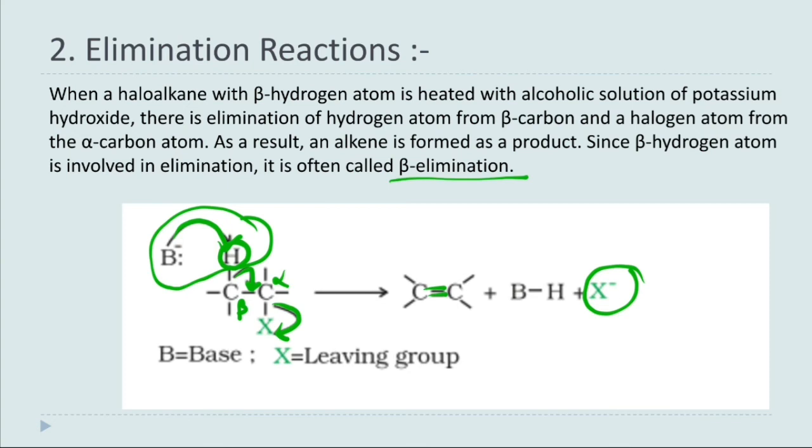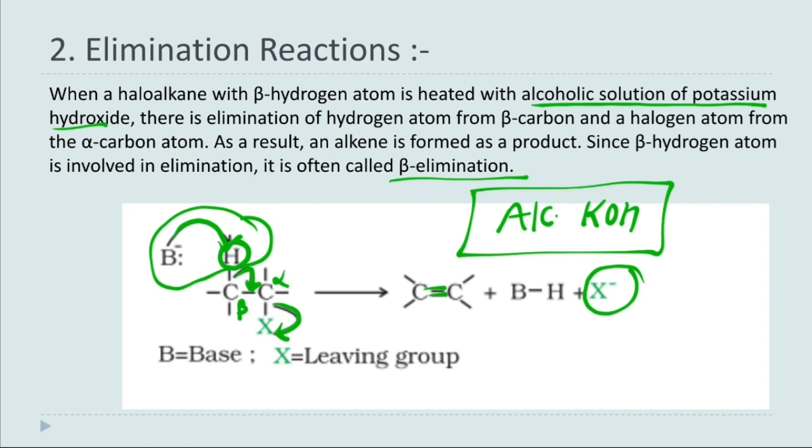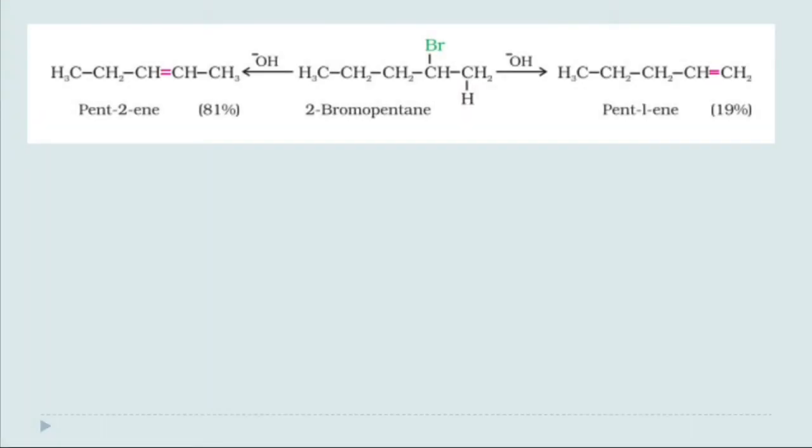And alcoholic solution of potassium hydroxide, alcoholic KOH, this one you have to remember will be responsible for elimination. Okay, now see that this is alpha carbon, this one is beta carbon, and this one is also beta carbon. Now if this hydrogen gets eliminated, we get a double bond at the terminal, or if this hydrogen is eliminated, we get the double bond here.